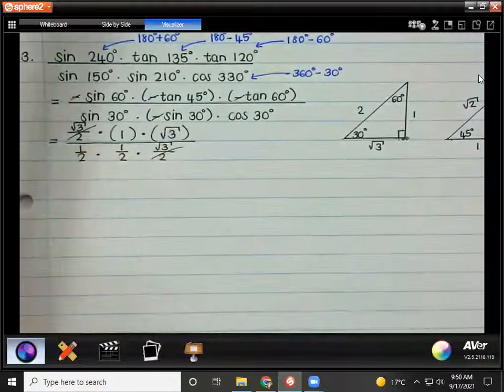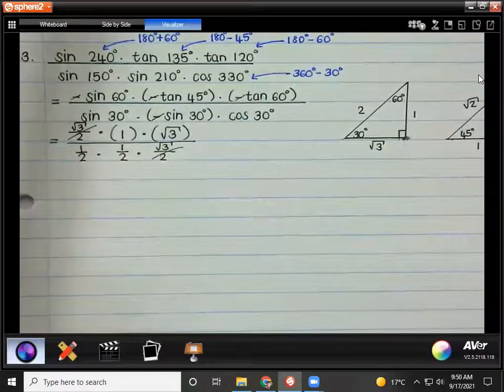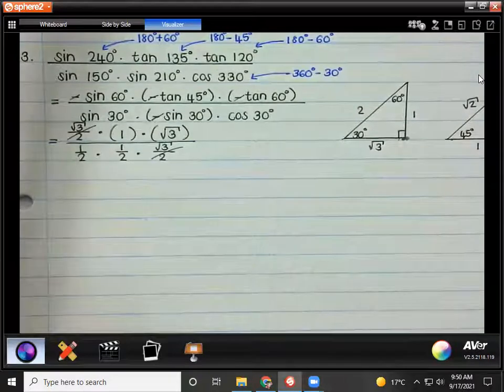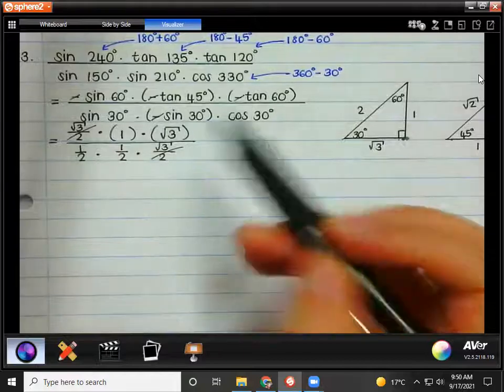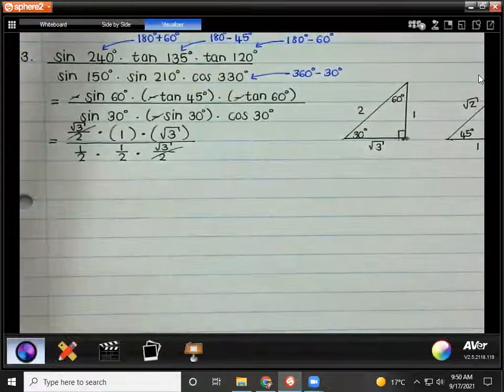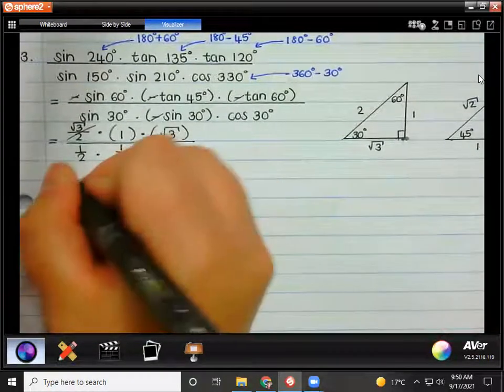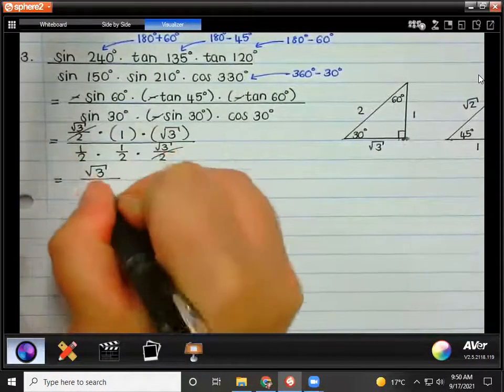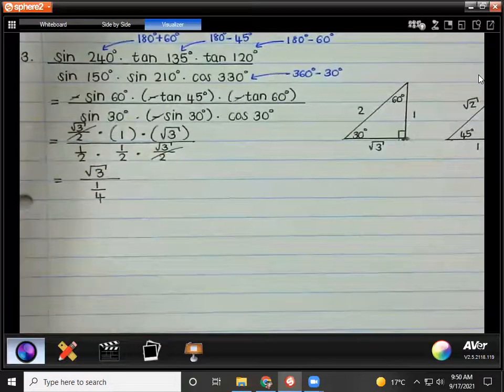I'm going to cancel those out. Okay, they are equal, so we can cancel them out, and we have 1 term over 1 term. Remember, that's the only time you're allowed to cancel out, if you have 1 term over 1 term. So I'm allowed to do that, so I'm canceling them out. What do I have at the top here? Root 3, and at the bottom I have a quarter. Yes, a half times a half is 1 over 4.